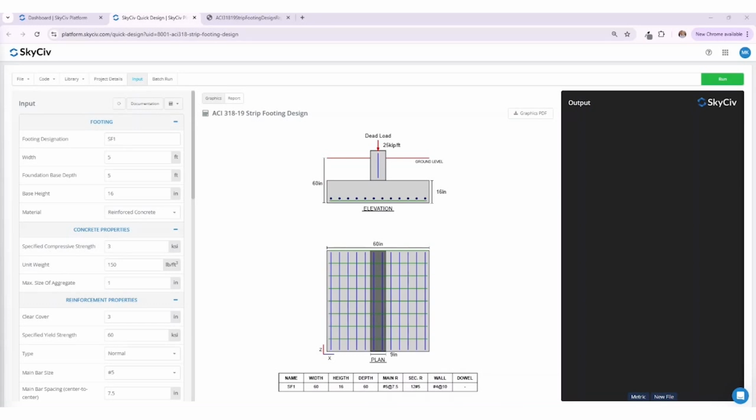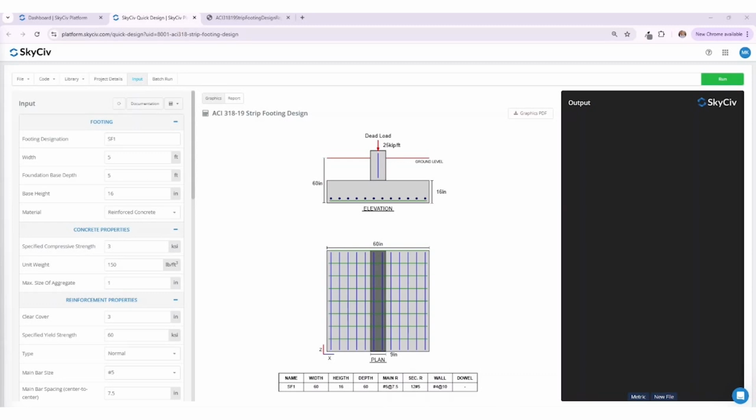In my last video, I walked through this calculator's features and functionalities. Strip footings are important in structural design because they support continuous loads from walls and distribute that load evenly. Today we will be diving deeper into footing stability and explore the importance of stability checks, the principles behind them, and how they're performed in the ACI 318-19 strip footing design calculator.